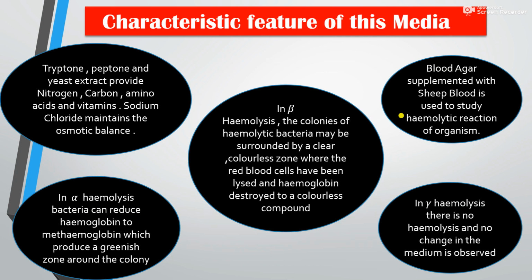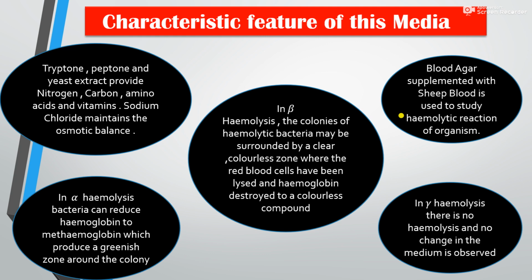What is the characteristic feature of this media? There are three types of hemolysis. Generally, this sheep blood agar media is used to study the hemolytic behavior. Blood agar supplemented with sheep blood is used to study the hemolytic reaction of organisms. The three types of hemolytic reaction are alpha, beta, gamma. In vague terms, these are the degree of hemolysis, meaning to what extent they break down or lyse the red blood cells.